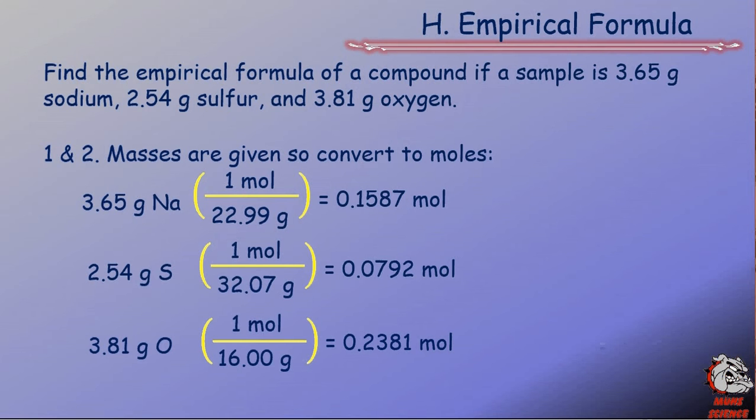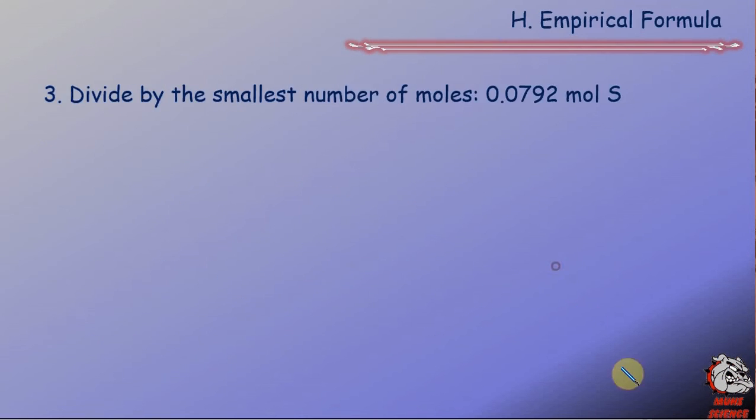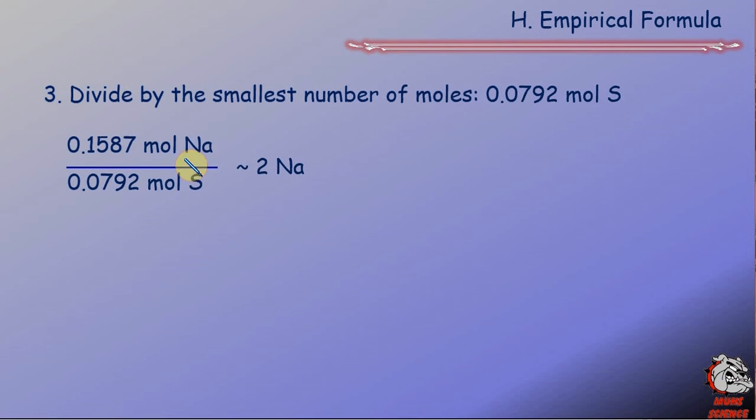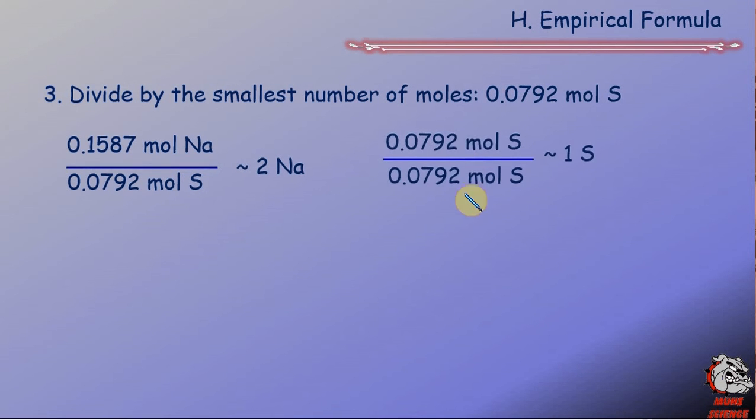What's step 3? Step 3, you're going to divide by the lowest number of moles. And so the lowest number of moles is this sulfur right here. So we're going to divide all of these numbers by the number of sulfur moles we have. So that's our next step. So we do sodium divided by the number of moles of sulfur. We do sulfur divided by the number of moles of sulfur. What you're doing is you're setting this equal to 1. So for every 1 mole of sulfur, I need 2 moles of sodium. Or for every 1 atom of sulfur, I need 2 atoms of sodium.